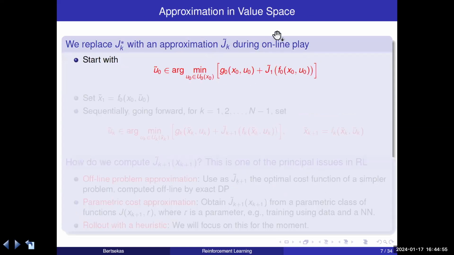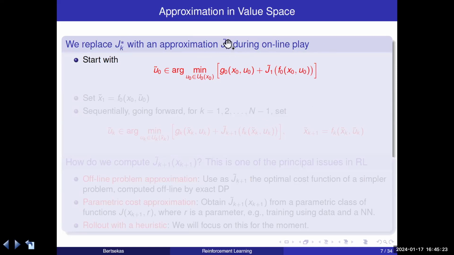Okay, so now let's get into approximation in value space. We mentioned that computing the J stars is very difficult, very time consuming. So we replace those with an approximation J tilde for each stage. This is a function of the state xk, and it replaces the exact optimal cost. How we get this approximation, let's not worry about for the moment.